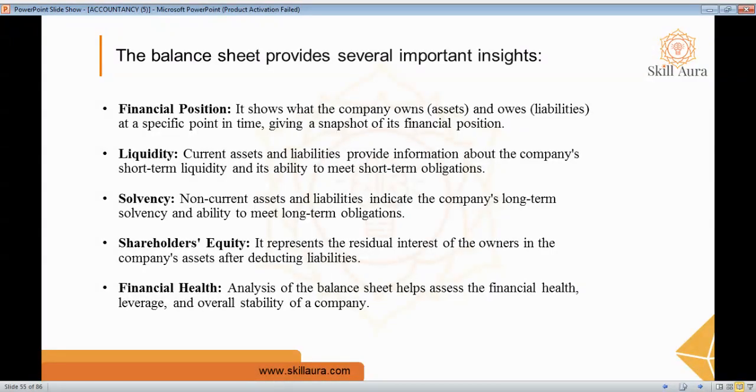Shareholder equity is nothing but how much stake an owner holds in a company. The next one is financial health. Here, analyzing the balance sheet helps assess the financial health, leverage, and overall stability of the company.